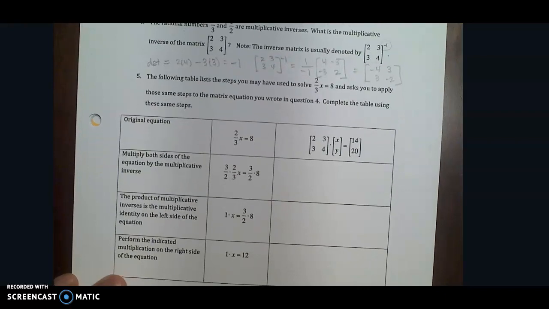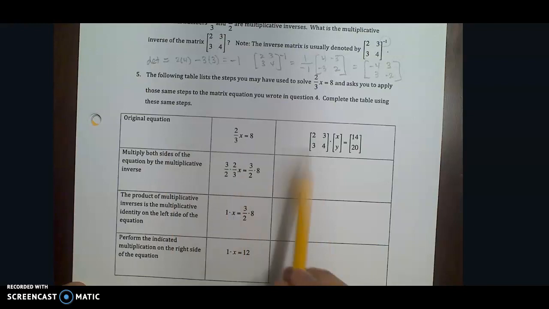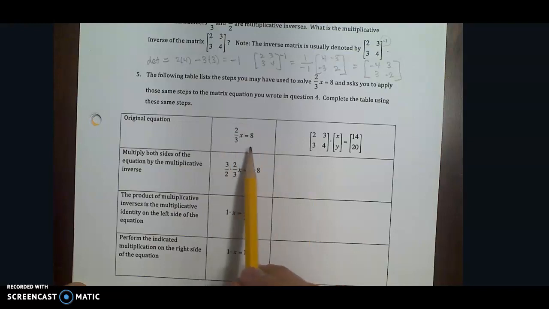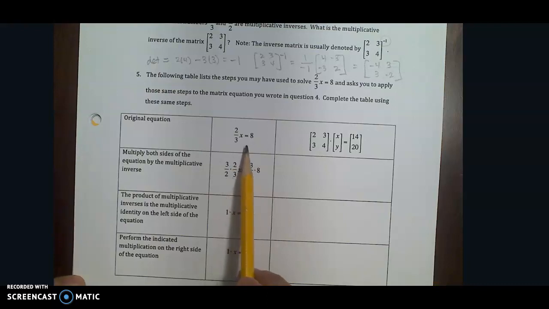Now we're going to use what we found here and our knowledge of solving equations to see how we're going to do this with matrices. Here the authors did a side-by-side comparison between solving a regular equation using the multiplicative inverse and solving a matrix equation. We start off with the original equation. We talked about it before: one of the ways to get x by itself is to multiply both sides by the inverse. So that's what we're going to do here.